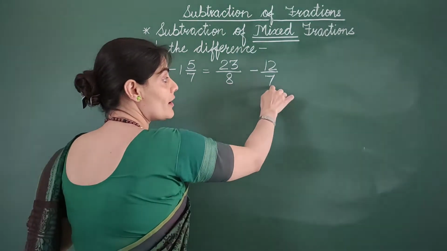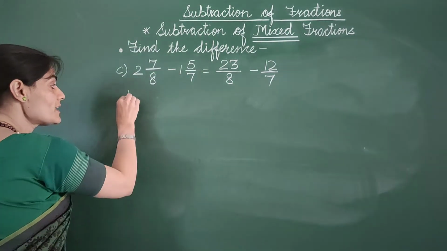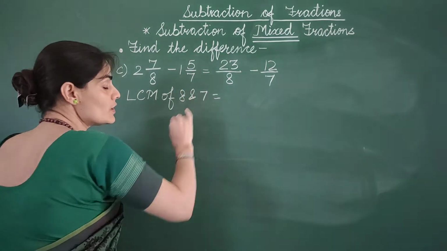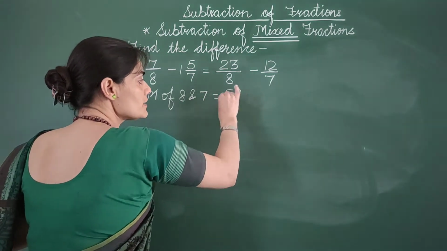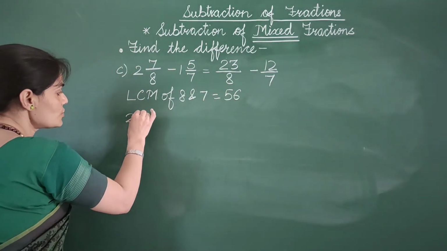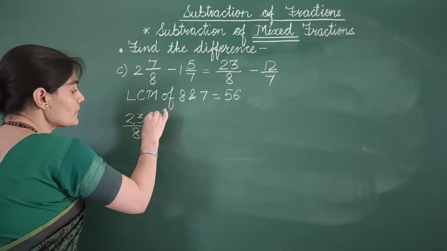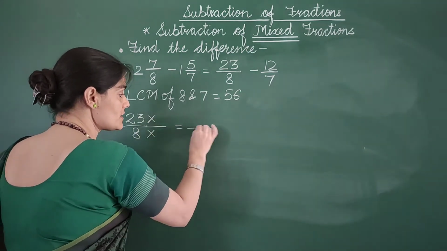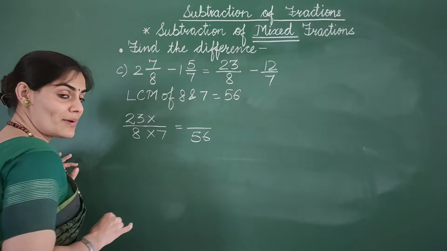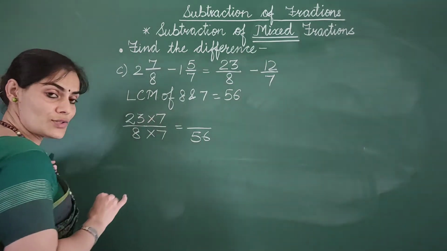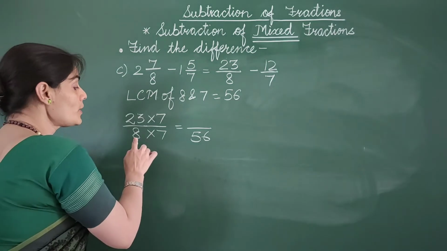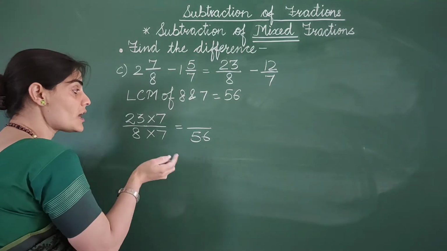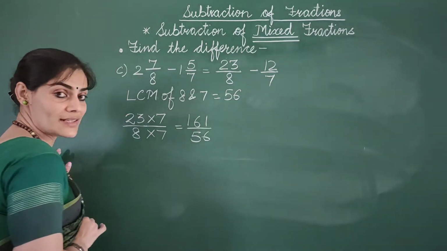Now, as they are unlike fractions, we are next going to find the LCM of 8 and 7, which is equal to 56. Now, I write here 23 by 8. Now tell me, 8 should be multiplied by what number so that the product is equal to 56? So 8 should be multiplied by 7. Similarly, 23 is to be multiplied by 7. Now 8 times 7 gives us 56 and 23 times 7 will give us how much? It will be equal to 161.